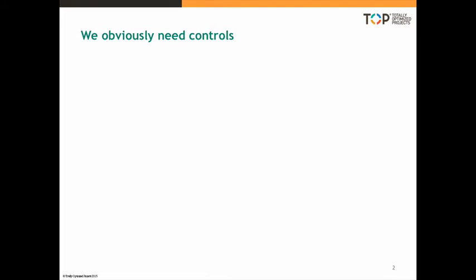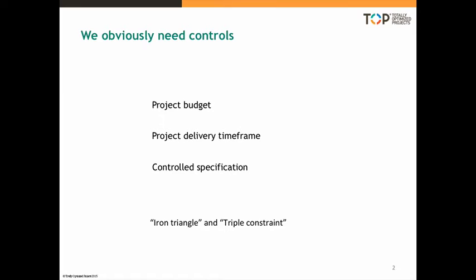We obviously need controls. We can't just give every project a blank check, an indefinite time frame, and changing specifications. So what we do is introduce a project budget, project delivery time frame, and a controlled specification. The specification still changes, but we do try and control it. And these three dimensions are known as the iron triangle or triple constraint. These are the most common measures of project success.